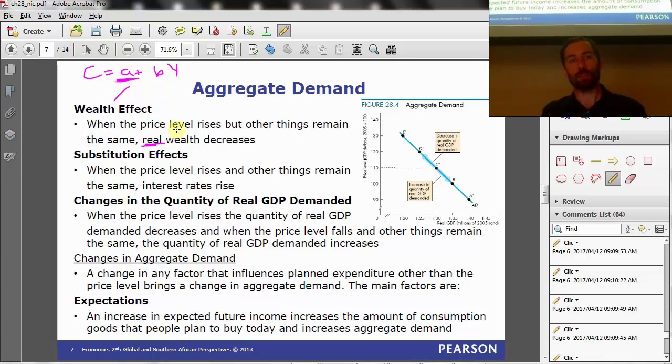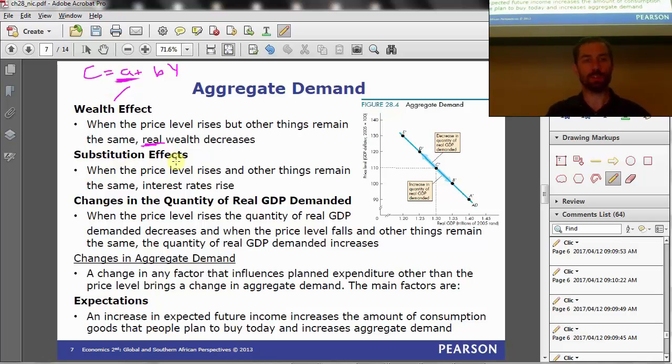Now, if the general price level is rising, but the value of your wealth is not changing, let's say your wealth was held as money in the bank. When the price level rises, the real value of the money that you hold in the bank is decreasing, which means your real wealth is decreasing. So as the price level goes up, you have a real wealth effect, and your consumption goes down as your wealth goes down. So there's a negative relationship.